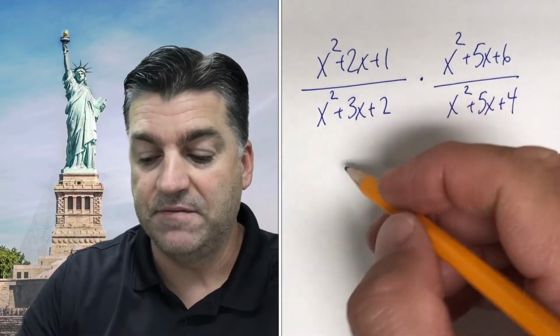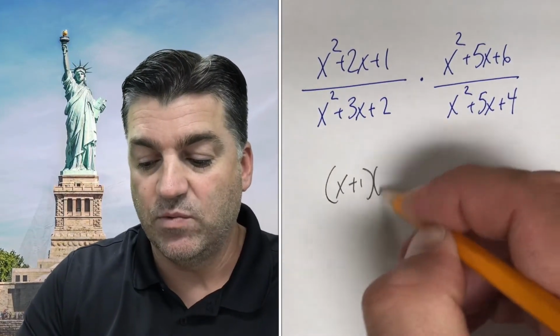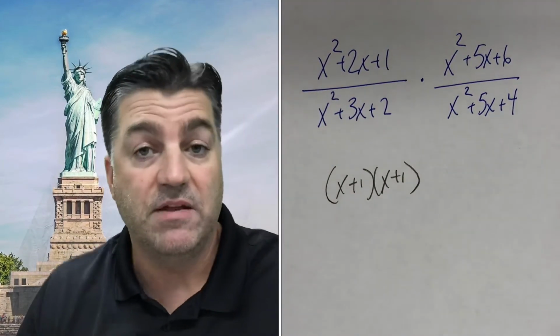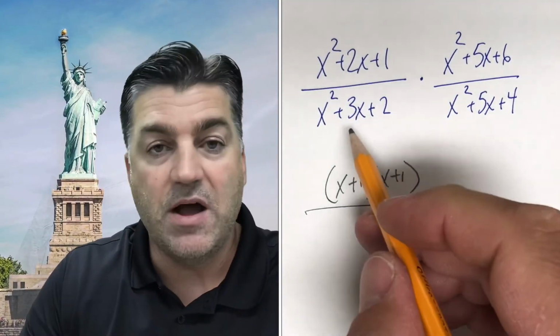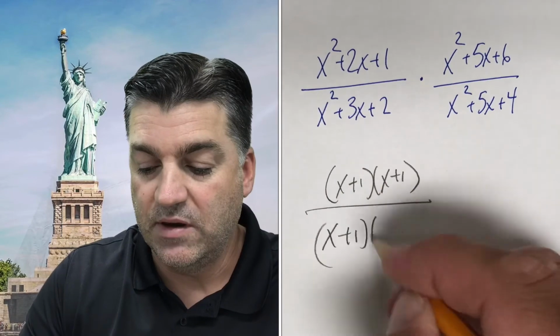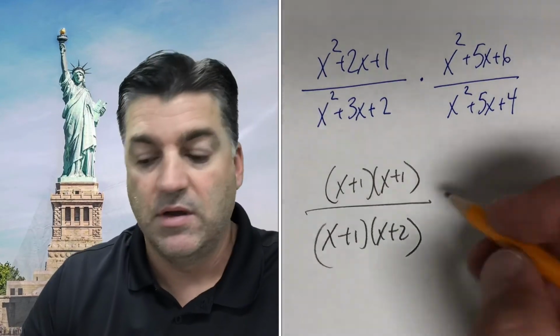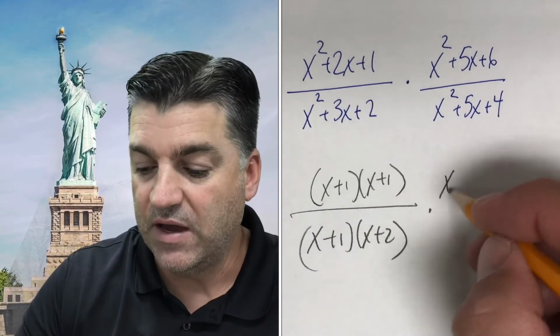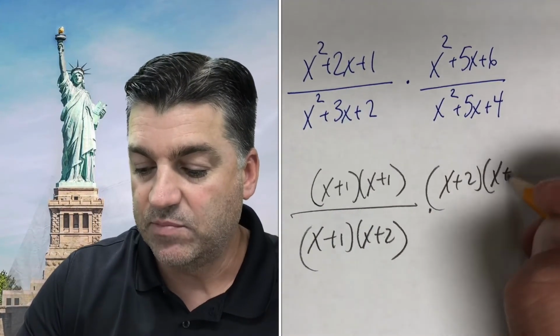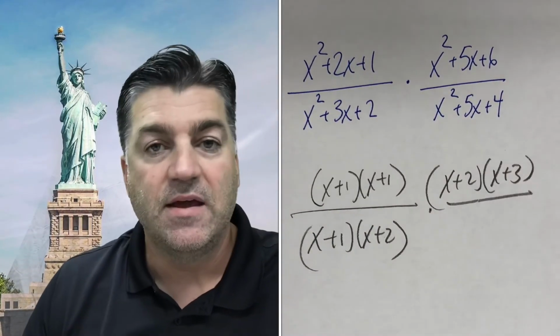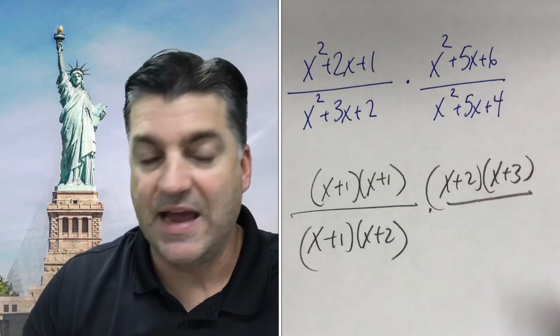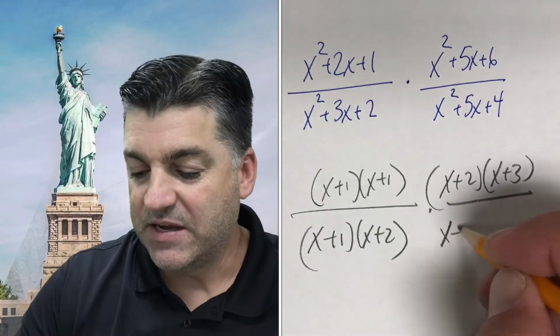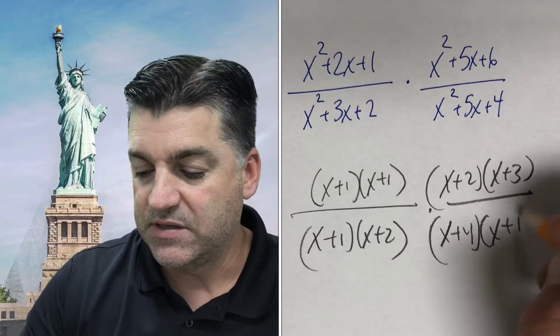This upper left factors into x plus 1 and x plus 1. That factors into that. The bottom left factors into x plus 1 and x plus 2. And then this multiplies straight across, and it factors into x plus 2 and x plus 3, because it multiplies to 6 and adds to 5. And then the last one, x plus 4 and x plus 1.